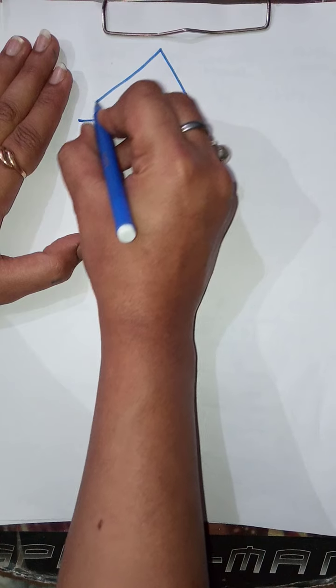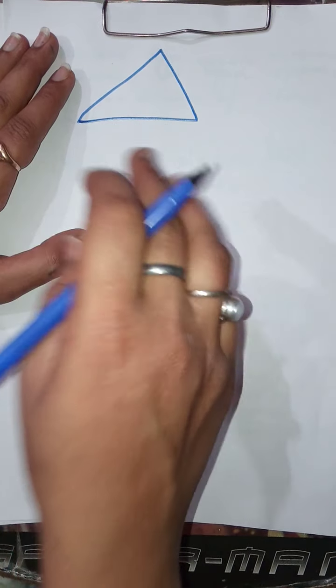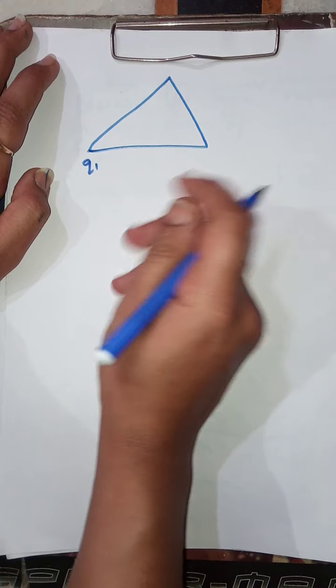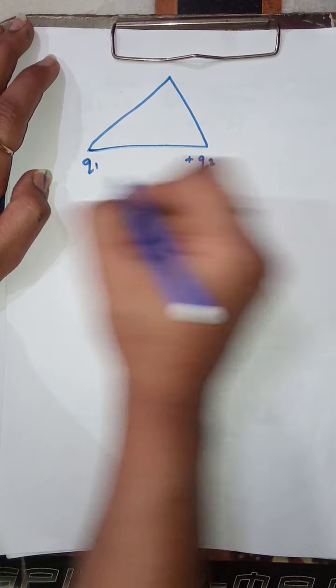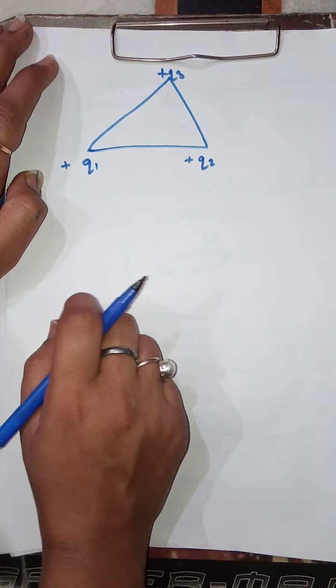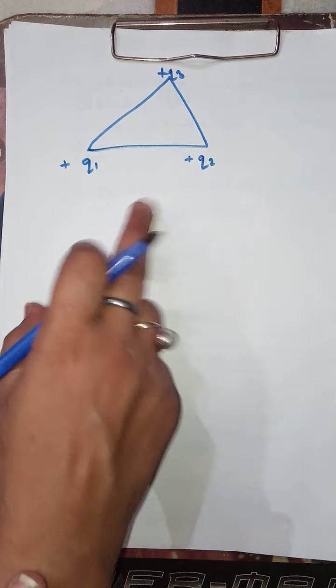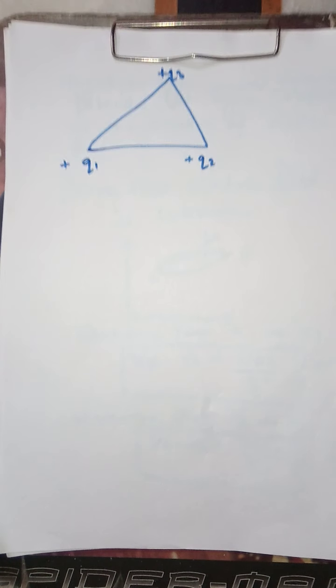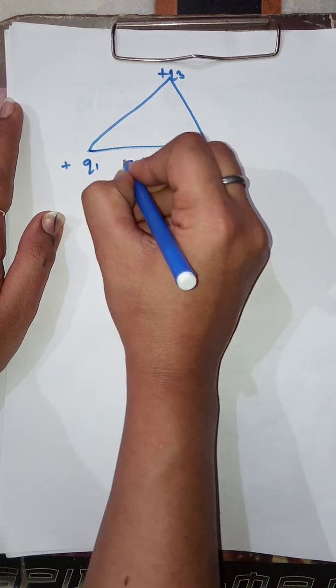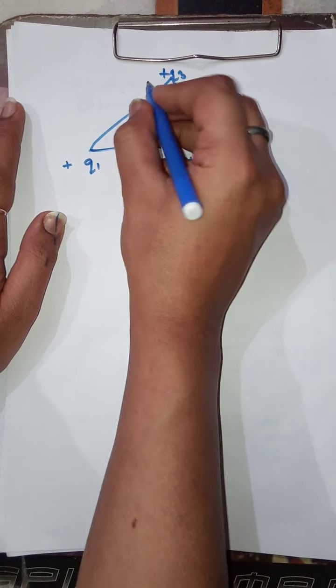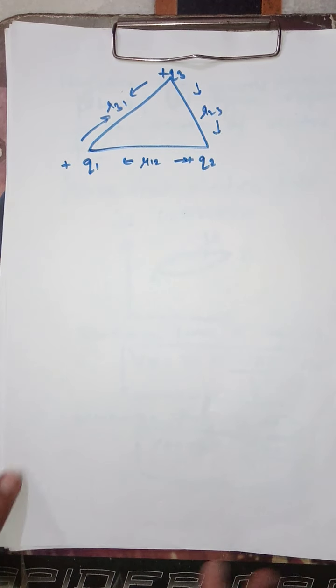system of three charges. Suppose we have three charges placed at the corners of a triangle. We have a charge q1, a charge q2 and a charge q3 placed over here, and the distances between these charges are r12, r23 and r31 respectively.